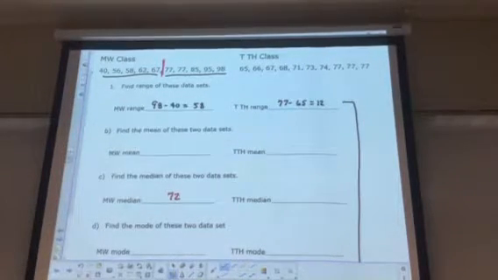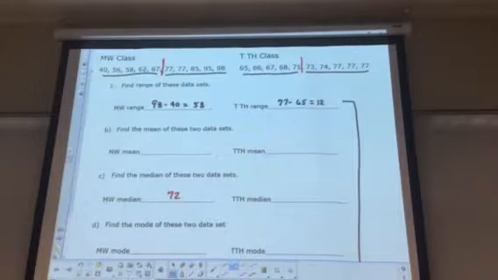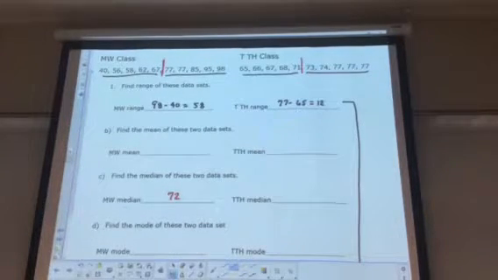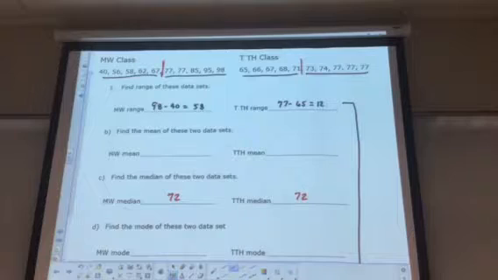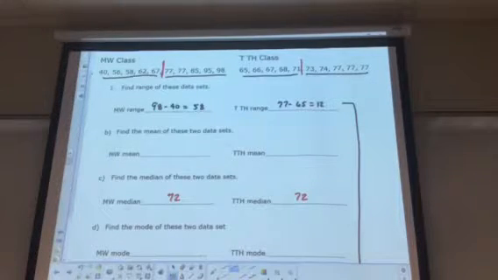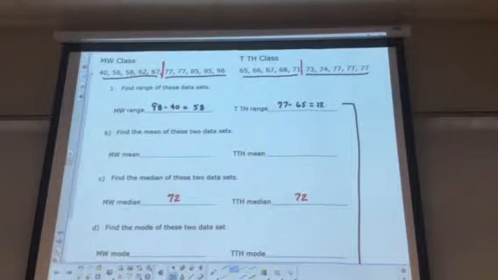So 1, 2, 3, 4, 5. 1, 2, 3, 4, 5. Isn't this median also going to be halfway in between? Isn't it also going to turn out to be 72? So is it possible for 2 data sets to have the same median but have extremely different ranges and standard deviations? And that might trigger also the mean values are not going to be the same. But could the means be the same? We don't know. But we know that we can find comparative data out here, which they're asking to do.